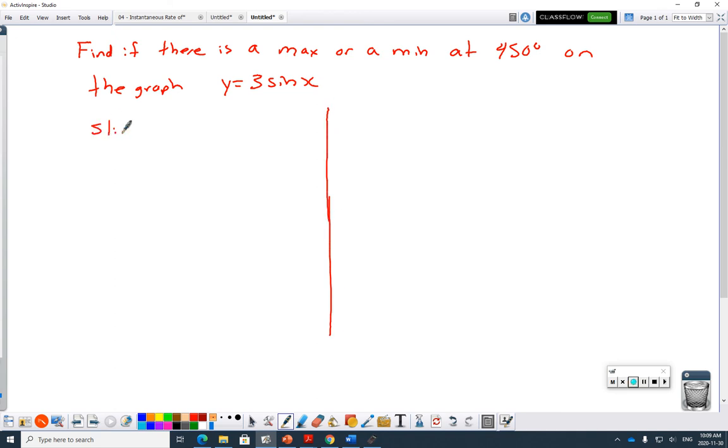So, just 2 sides to look at. Slightly left, how am I doing on time? Oh, I'm really good. Slightly right.